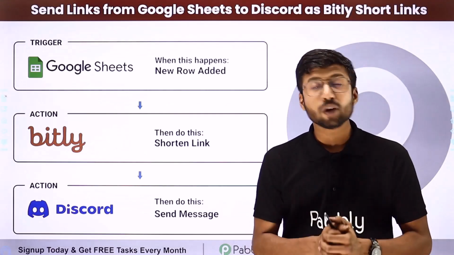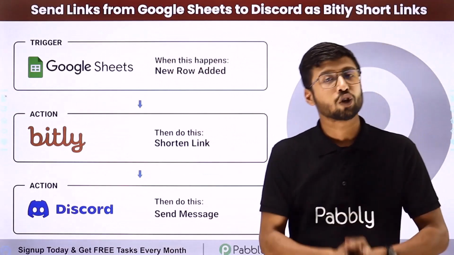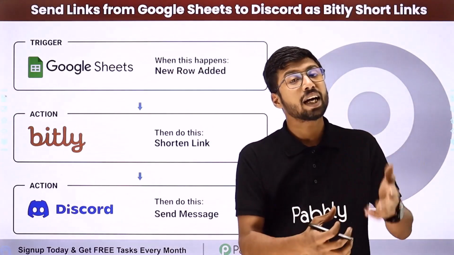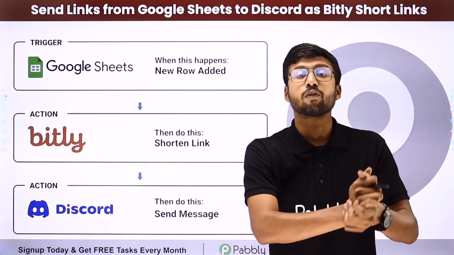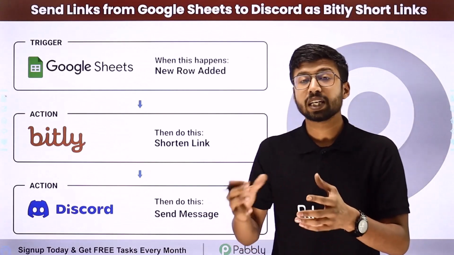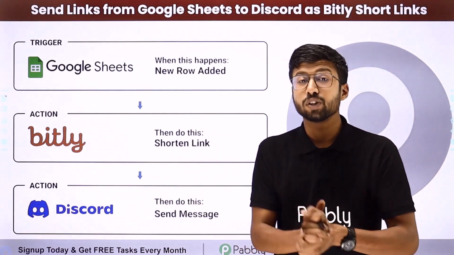So in this video, we are going to learn how to send links from Google Sheets to Discord as Bitly short link. Now suppose guys, you are adding some kind of data into your Google Sheet, and in that data, you are also adding some kind of long links, long URLs. And you want to shorten those URLs using Bitly and send those URLs and content from the Google Sheet as a message on your Discord channel.